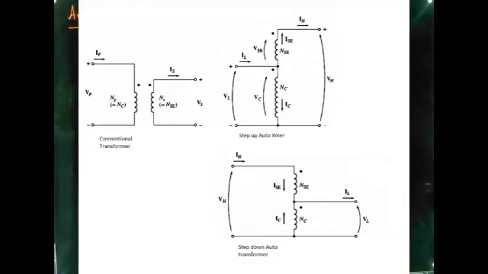So what are auto transformers? As you can see here, from a conventional transformer, we are designing an auto transformer. A conventional transformer has a primary winding and a secondary winding. They are electrically isolated from each other, but using those two windings in series in an additive manner, you can get a step-up auto transformer, or using those two windings in series in a subtractive manner, you can get a step-down auto transformer.